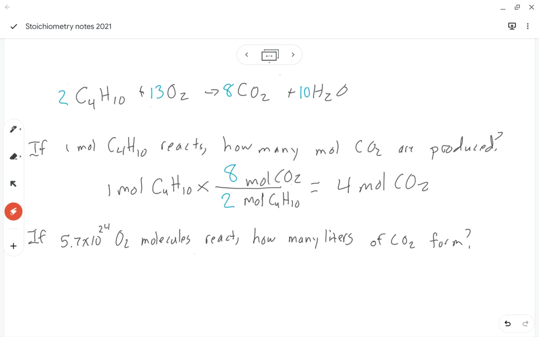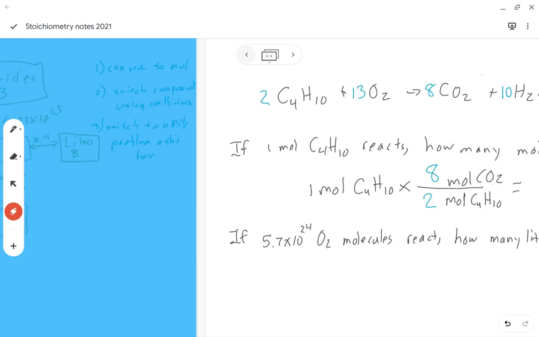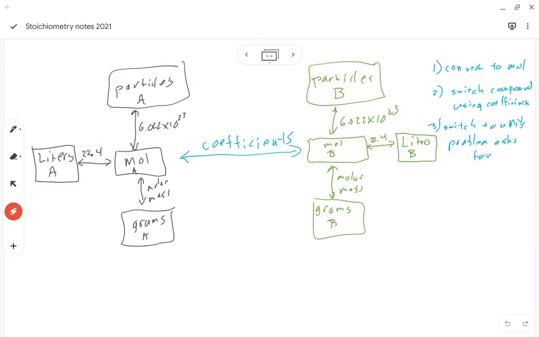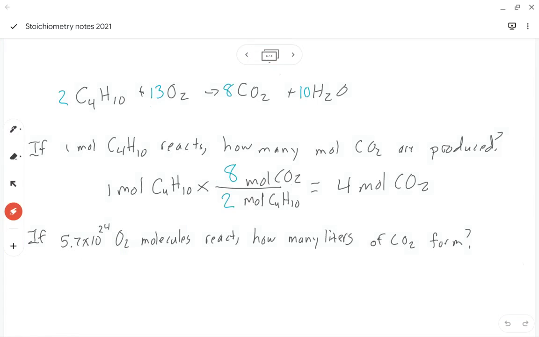Now let's look at the most complicated type of problem I could ask you, where we're starting not in moles, we're starting with molecules, and we're trying to find liters. Looking at this roadmap, we go from particles to moles in the first part, so we divide by Avogadro's number. Then we use our mole ratio with our coefficients. And since we're trying to find liters, we use the 22.4 liters in a mole.